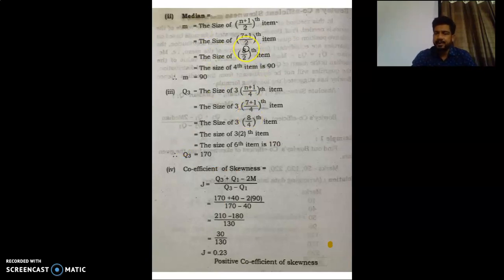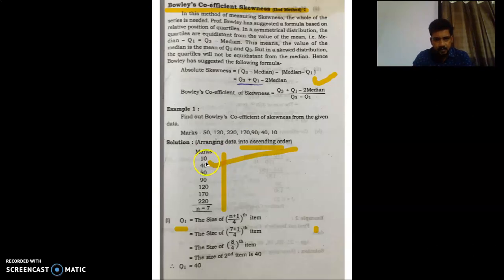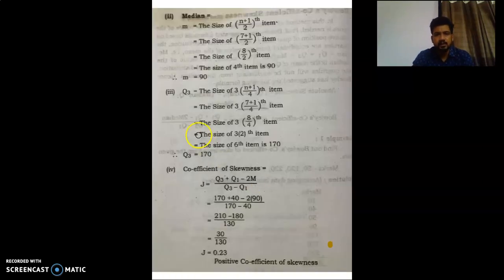In between, we solve the median. We will first see the Q3. The Q3 equals the size of 3(n plus 1) by 4th item. The size of 3 times (7 plus 1) upon 4th item, 3 times 8 by 4, the size of 3 times 2, the size of the 6th item. We will go to the previous page. The 6th item is 1 2 3 4 5 6. It is 170. So Q3 equals 170.